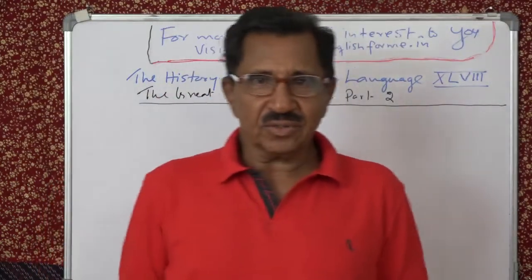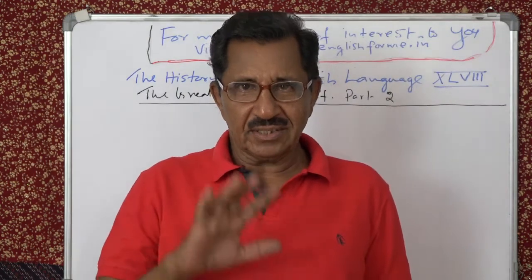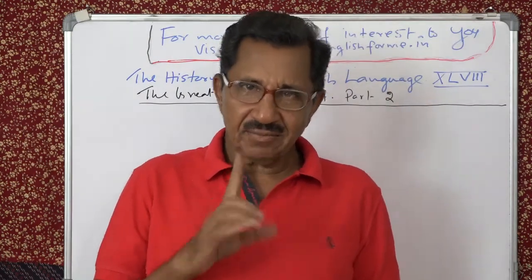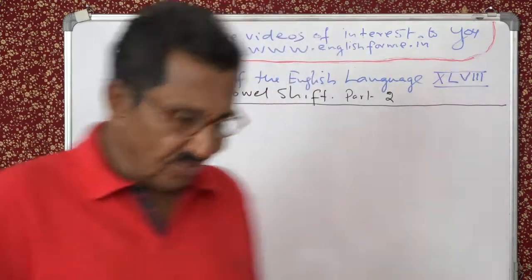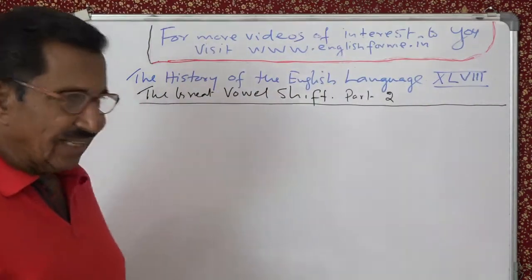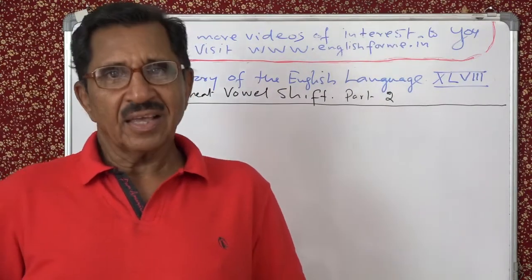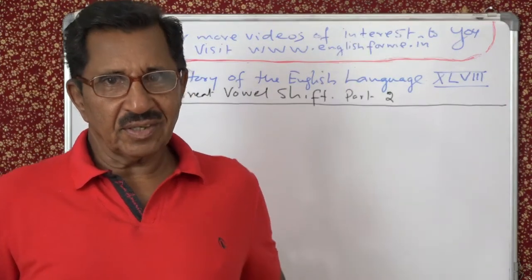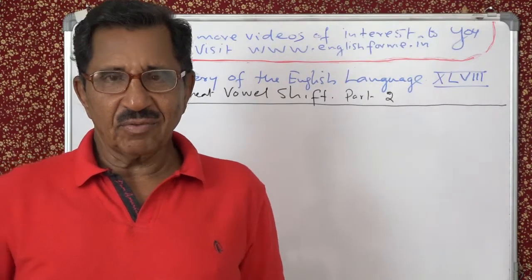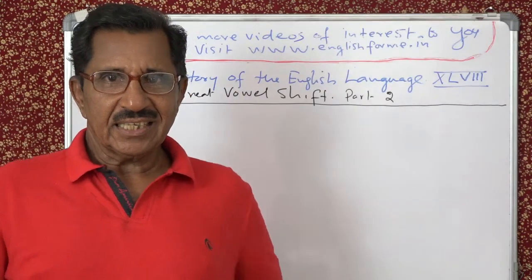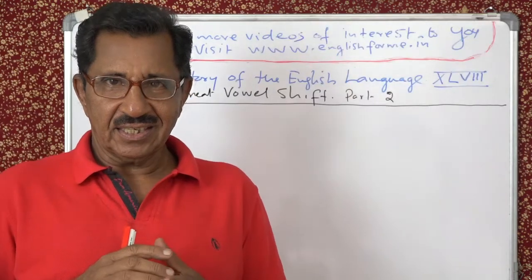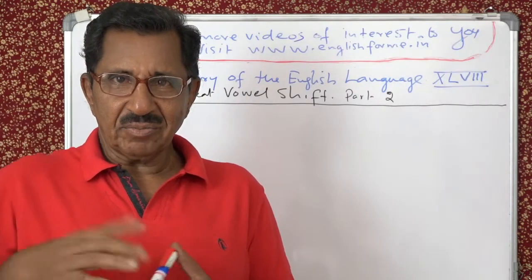Last time we saw the great vowels. In Middle English, there were 7 great vowels. You remember that? I told you. And I said we were talking about sound changes. And also we saw that these great vowels changed their pronunciation. And that is what is meant by shift.